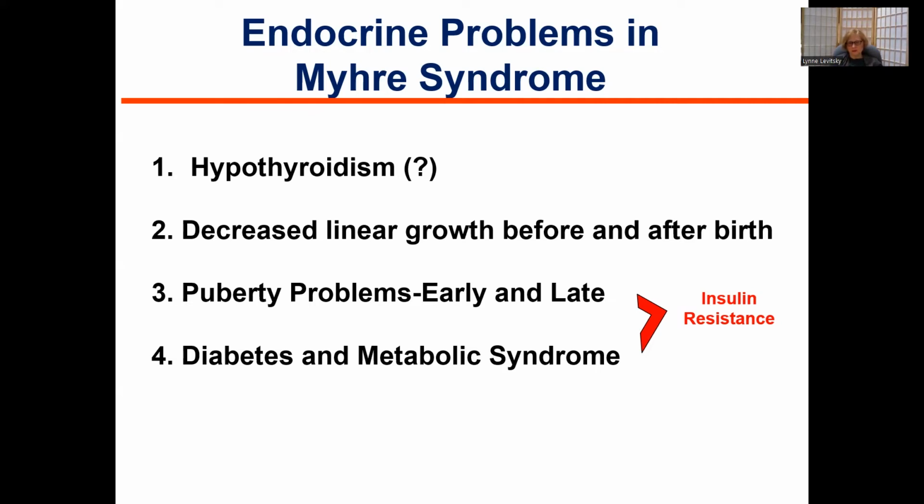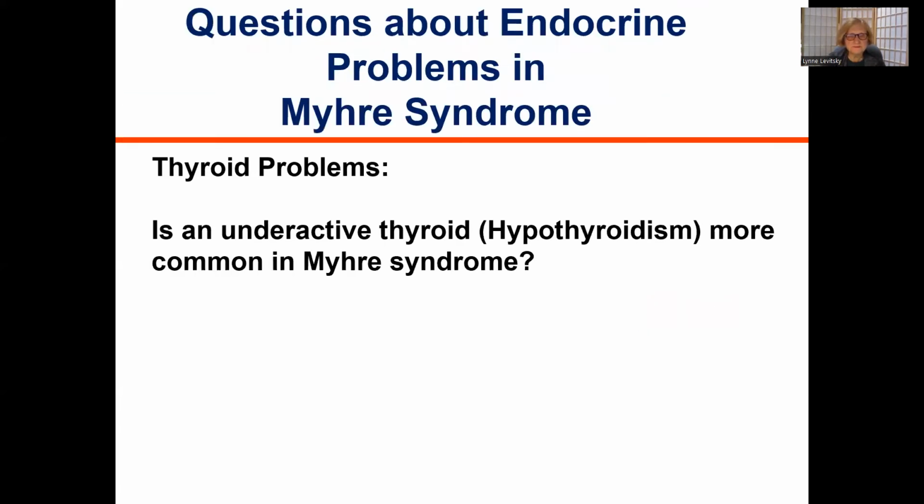One was whether there is more hypothyroidism in Myhre syndrome and why. Another is about the growth problem in Myhre syndrome. Then problems related to puberty, both early and late. And then the problems of diabetes and metabolic syndrome. I'm going to talk about the first two, and then I'm going to talk about puberty problems and diabetes and metabolic syndrome together, because they really do fit together as examples of insulin resistance, which is an important part of Myhre syndrome. And I'll explain more about this in a bit.